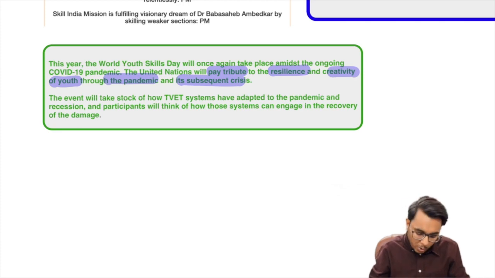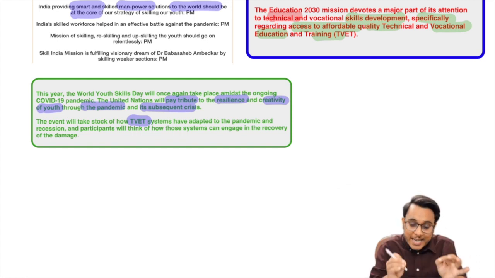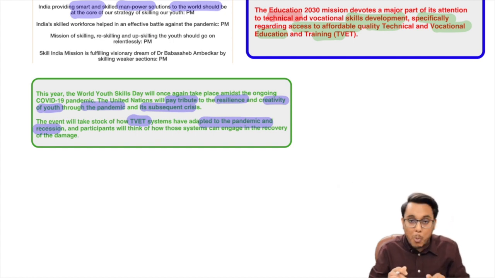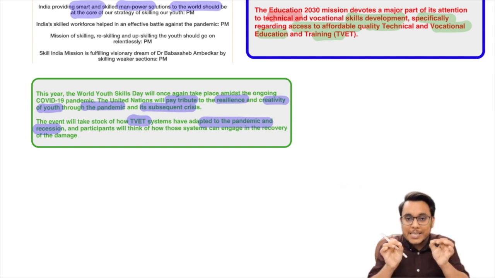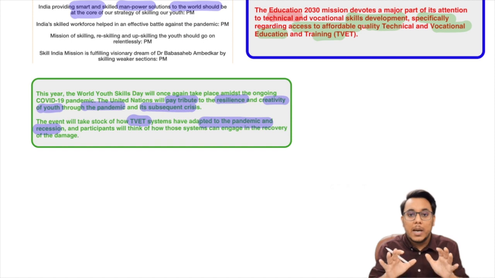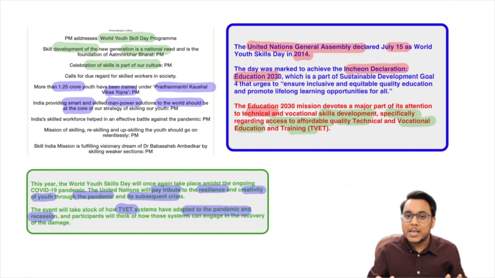Moreover guys, the event will also take stock of how the TVET systems, that is the technical vocational education and training systems, have adapted to the pandemic and recession, and how participants are still coping with this crisis. Basically guys, the emphasis is that the pandemic should not halt the skill sets of the youth, and how the youth have emerged will be celebrated. So guys, such kind of points you can utilize in your mains answer. That is all about this article, and now we'll be moving to the next article.